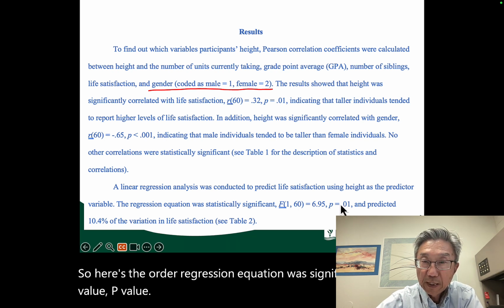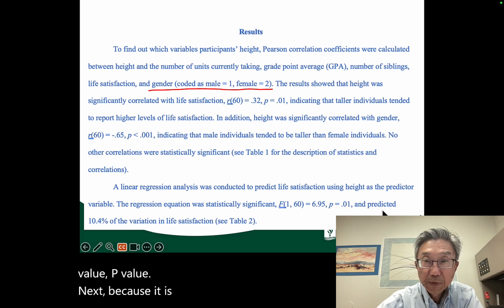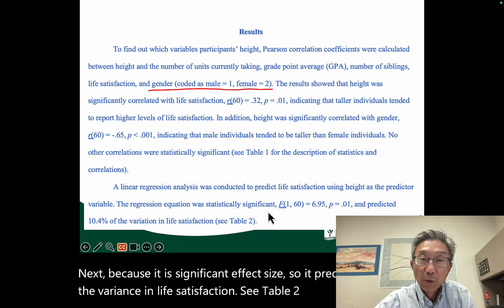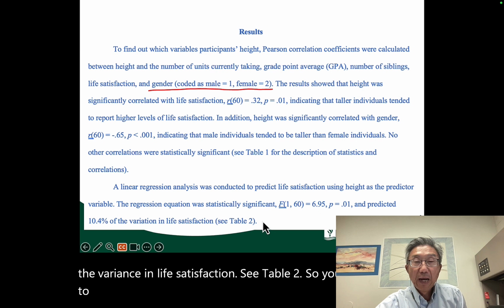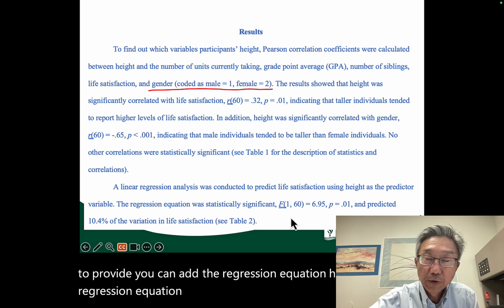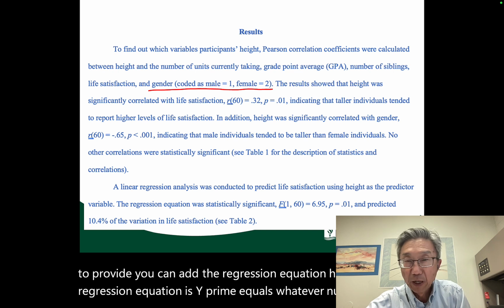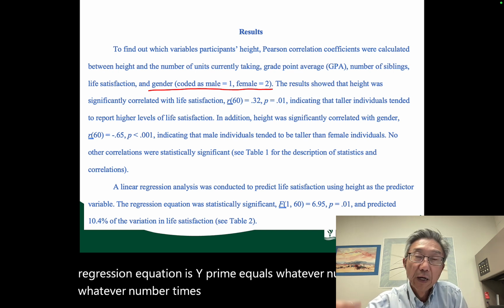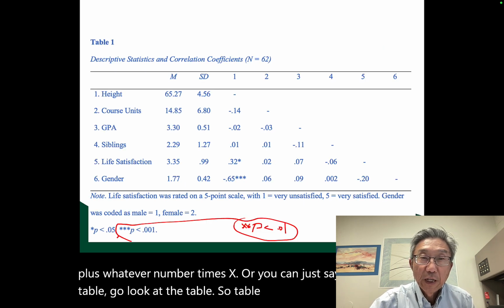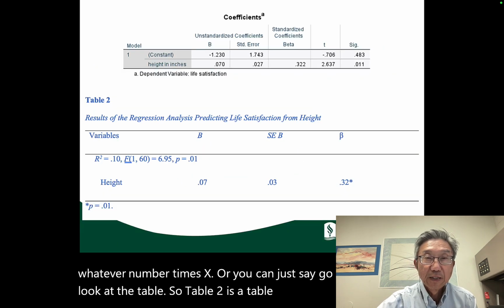Next, because it is significant, effect size. It predicted 10.4% of the variance in life satisfaction. See Table 2. If you want, you can add the regression equation here and say the regression equation is y prime equals whatever number plus whatever number times x. Or you can just say, go look at the table. Table 2 is a table for regression analysis.